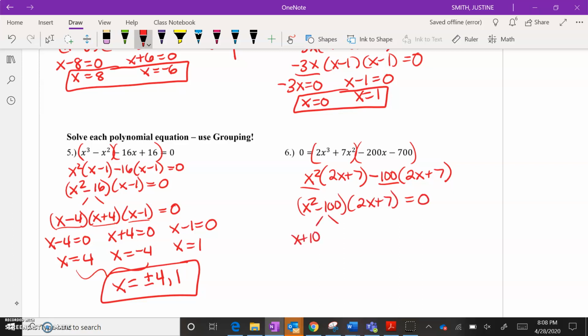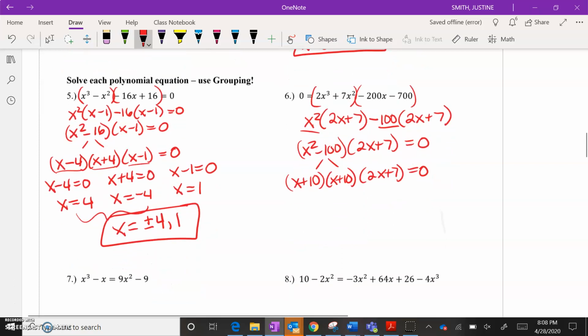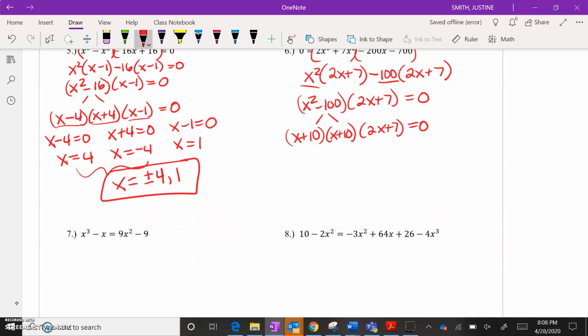Okay, so I have dots again here. All right, and now I'm just going to set all 3 of these. X plus 10, x minus 10. Okay, so I'm going to set all 3 of these equal to 0. So x plus 10 equals 0, x minus 10 equals 0, 2x plus 7 equals 0. So I'm going to get x equals negative 10, x equals positive 10, and x equals -7/2.